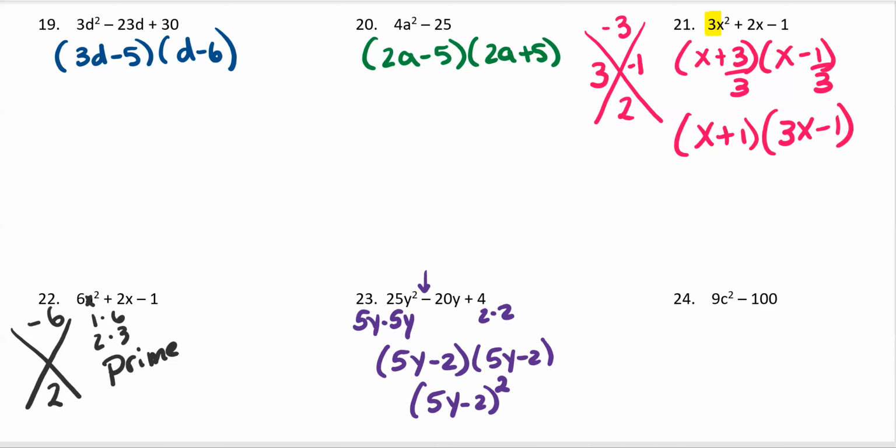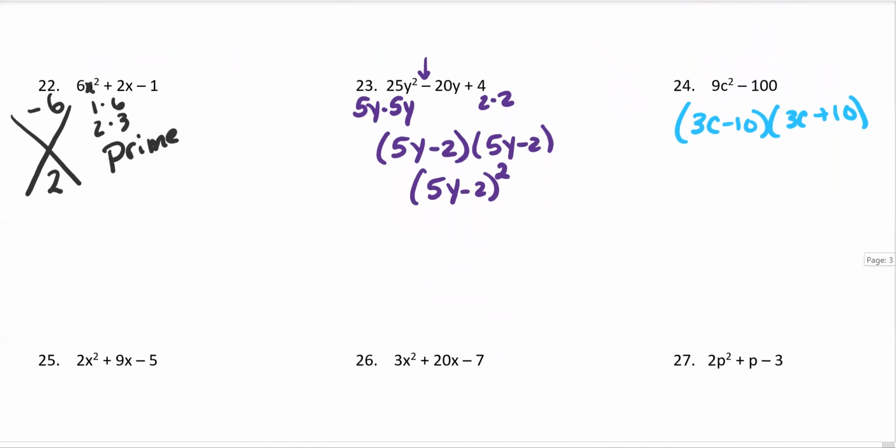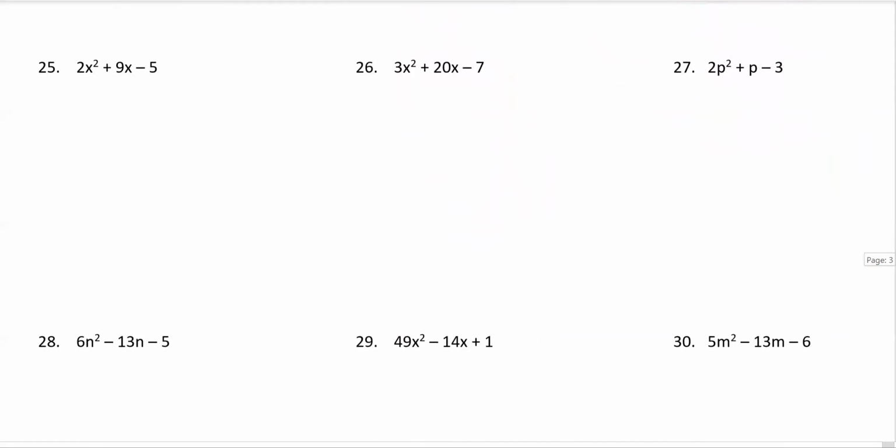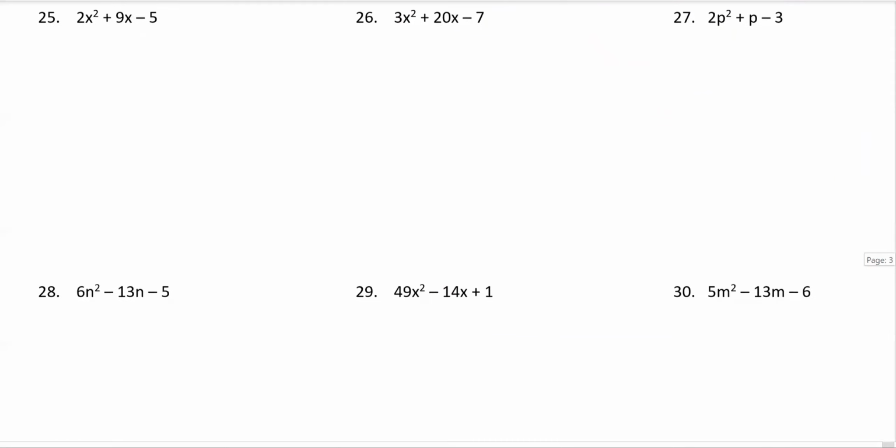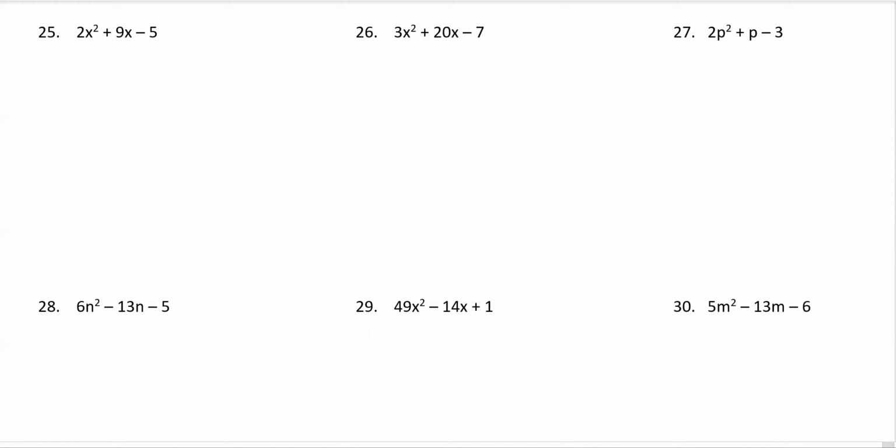24 is a difference of perfect squares. 3c minus 10, 3c plus 10. Number 25, go ahead and work out.